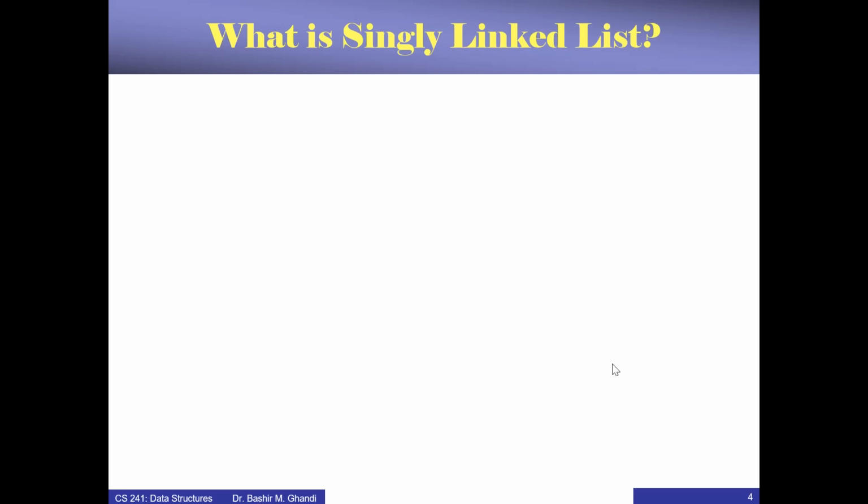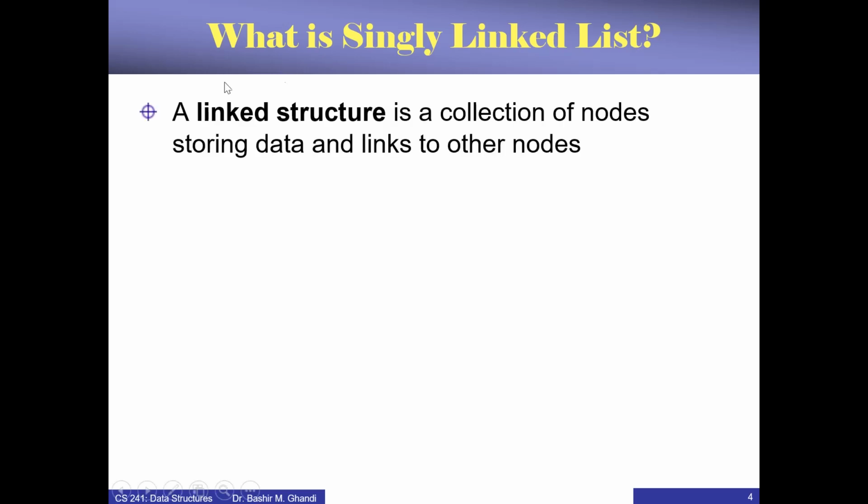So the next thing is, what is a singly linked list? Now, to define a singly linked list, maybe we should start by defining what a linked list is, or maybe what a link structure is. This is in fact how our book does it. It starts by defining the term link structure. So what is a link structure? A link structure is a collection of nodes storing data and links to other nodes. Okay, so you have a collection of nodes. Each node will have a data item and a link or links to other nodes.